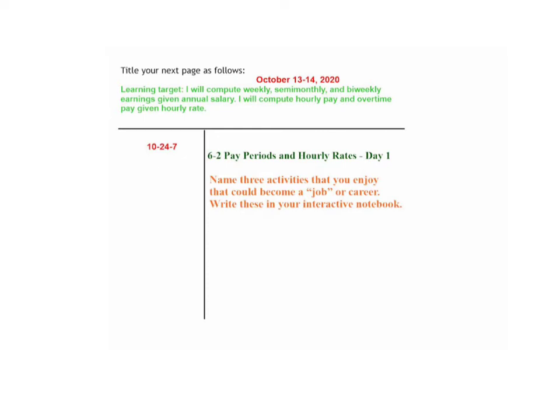Name 3 activities that you enjoy that could become a job or career, and write these in your interactive notebook. You're thinking, like, what are you talking about? Well, do you like to garden? If you do, there's all kinds of jobs associated with the horticultural industry here in Oregon, beyond, like farming, which is what comes to people's mind first of all. There's just a ton of jobs.